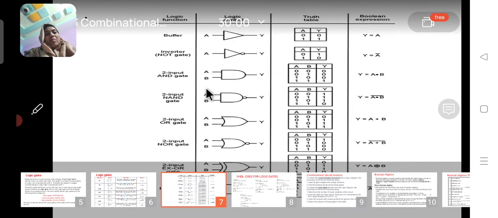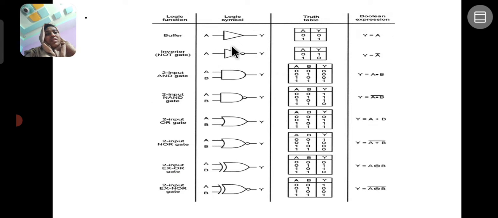Next are the truth tables of all logic gates. These are the truth tables of all logic gates. First, the buffer gate: whatever the input is, that is the output. The second is the NOT gate. The NOT gate gives the complement of the input. If the input is 0, the output is 1. If the input is 1, then the output is 0.